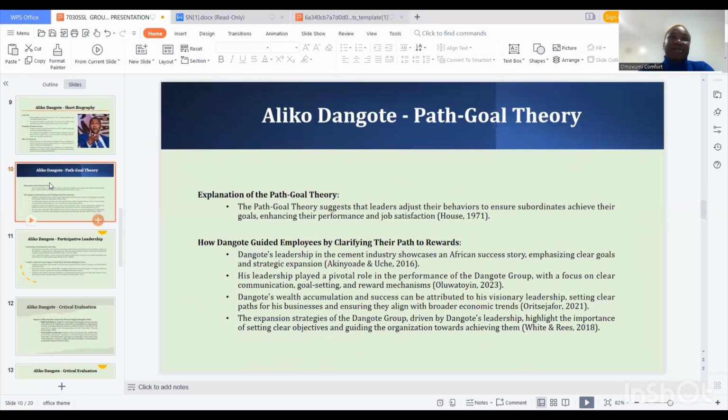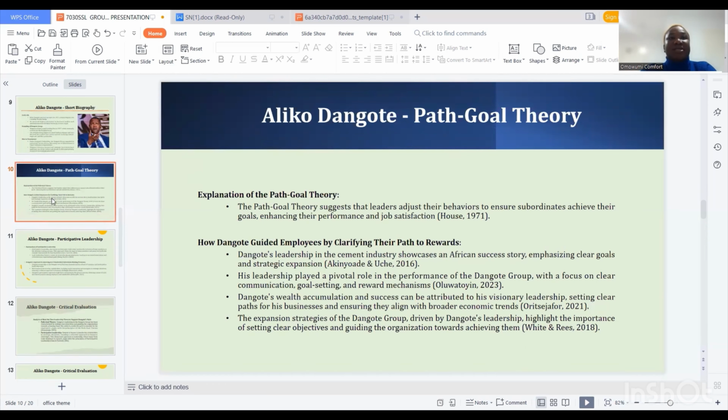So, Aliko Dangote is a prime example of a leader who applies the path goal theory, which highlights the leader's responsibility in providing clear direction for their subordinates to reach their objectives. Dangote excels at this by establishing distinct and unambiguous expectations, ensuring that his teams fully comprehend their role and the potential rewards that come with the roles they've comprehended.